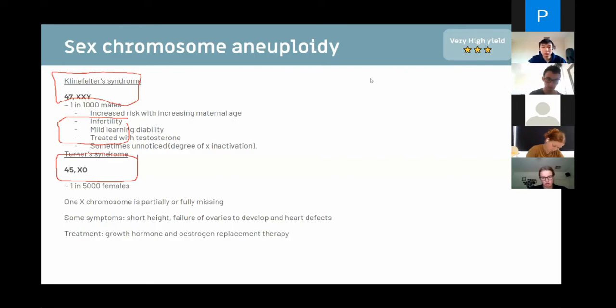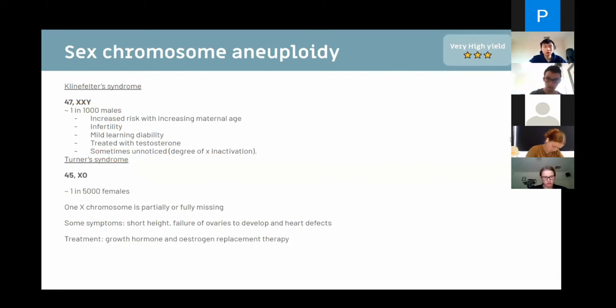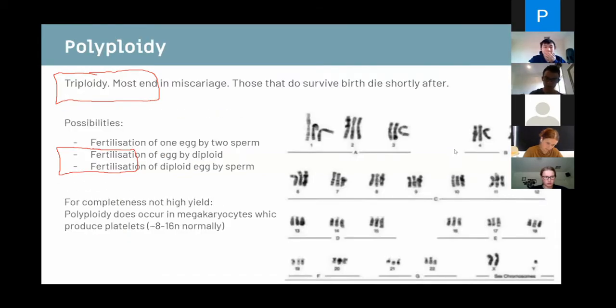Klinefelters are clear. Klinefelters, XXY, often leads to infertility. Turner syndrome is just X0, so 1 X. Know these. Very high yield. The rest you can read to understand what you're doing, but if you just want to get the marks on the exam, just know those.